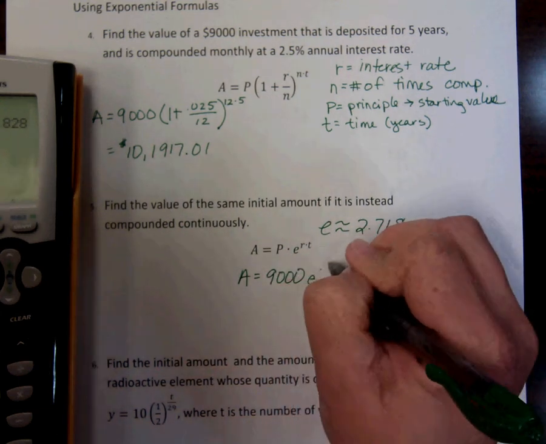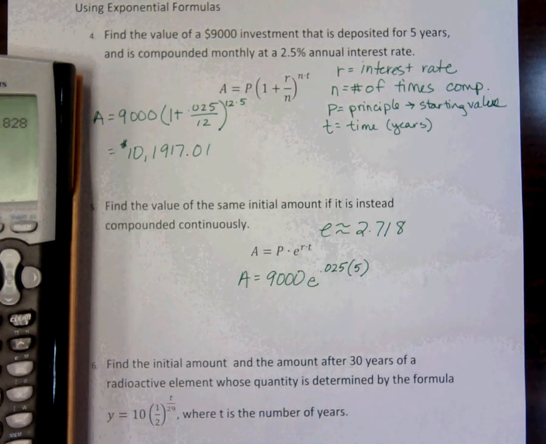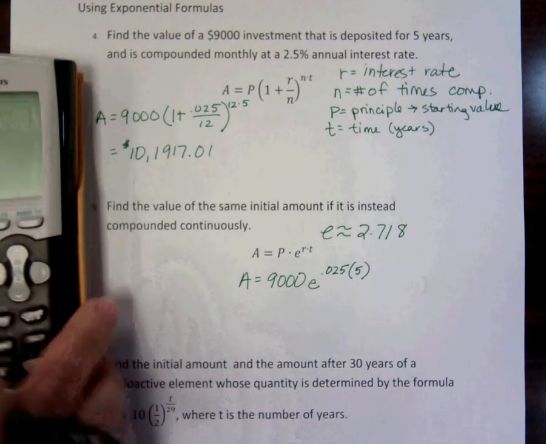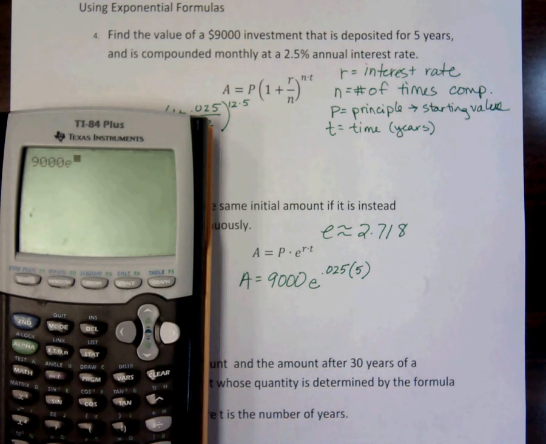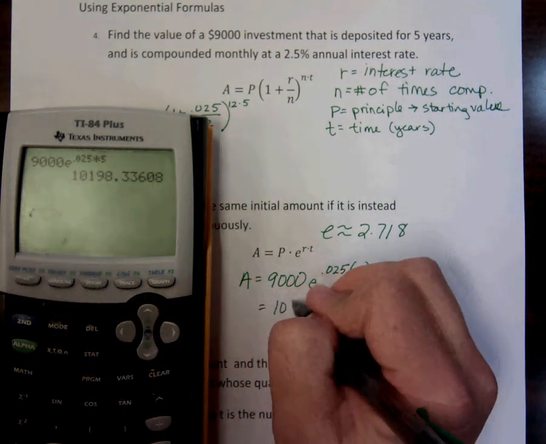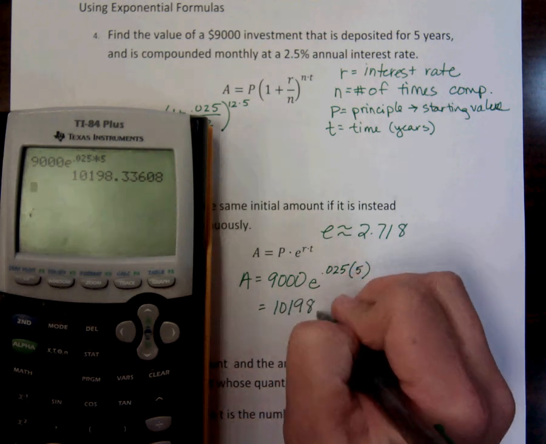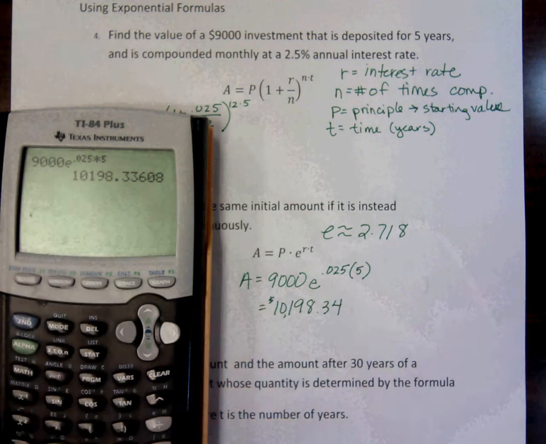So if we compound continuously, we are investing $9,000. We are compounding continuously. Our interest rate is 0.025. And again, we're doing this for 5 years. So that's what your formula would look like. You can type this in your calculator all at once. 9,000, get that E, second ln. And then your exponent is 0.025 times 5 years. So now we would have $10,188.34 if we round appropriately.